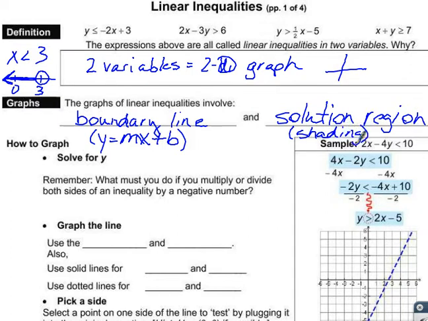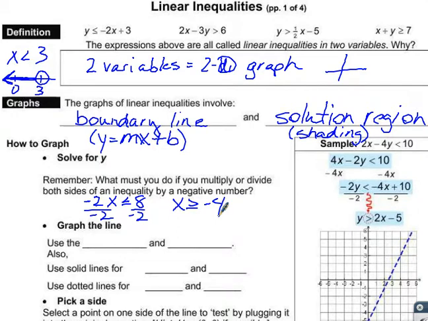Now, remember what you must do if you multiply or divide both sides of an inequality by a negative number? Remember before, if we had negative 2x is less than or equal to 8, if we divided by negative 2, it changes the inequality. So this would actually be x is greater than or equal to negative 4. It's going to be the same thing here when we divide by a negative.